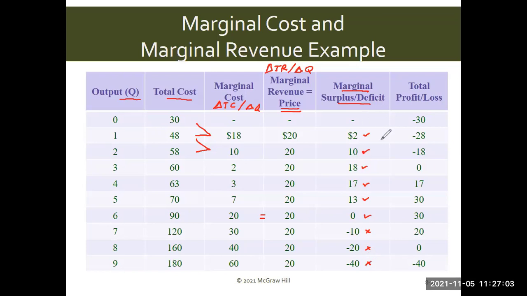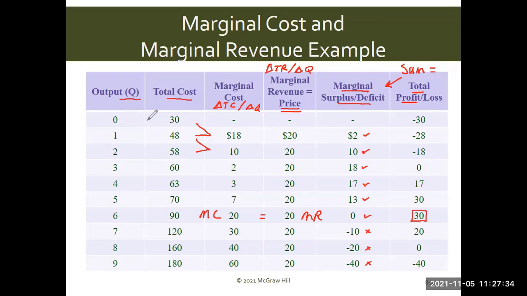So we would want to produce all the way up to where marginal cost just equals marginal revenue, which we showed on the graph. That gives us a total profit of 30. That's our profit maximizing output of 6. Let's take a look. If we sum these marginal surplus deficits, we'll get total profit.